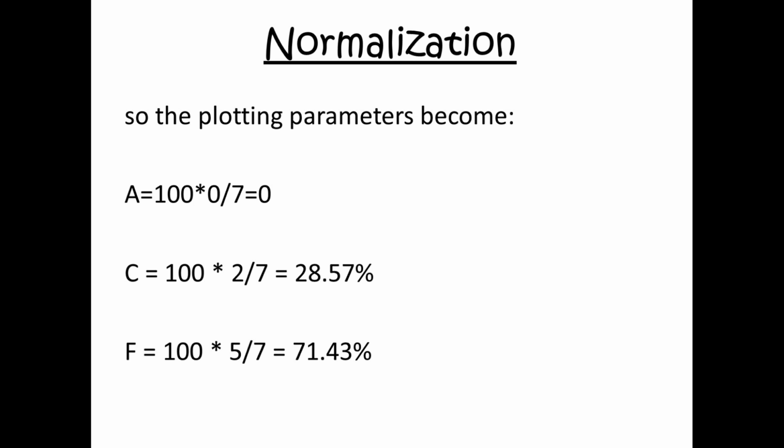Now for C, we have C equal to 2. So for C, we have 2 divided by the total, that is 2 divided by 7 into 100, which will give you 28.57%. And for F, the value is 5. So we have 5 divided by 7 into 100, which will give you 71.43%.